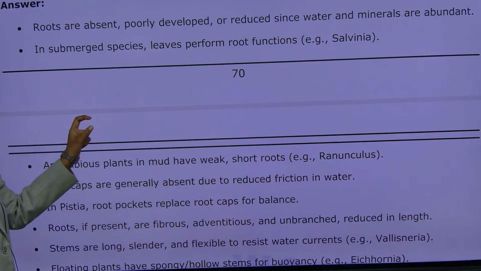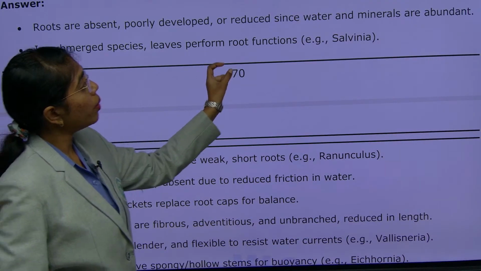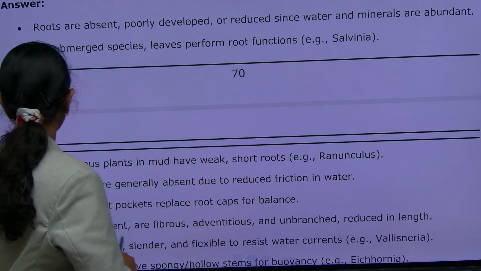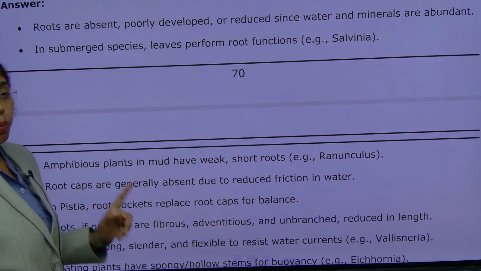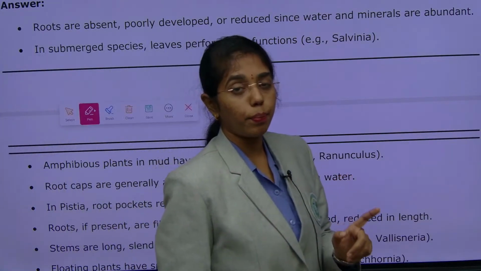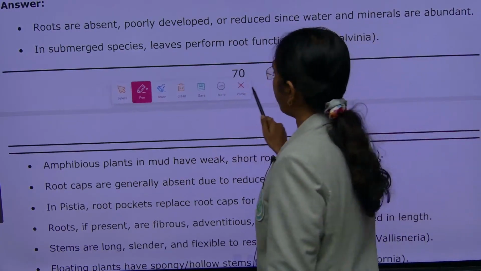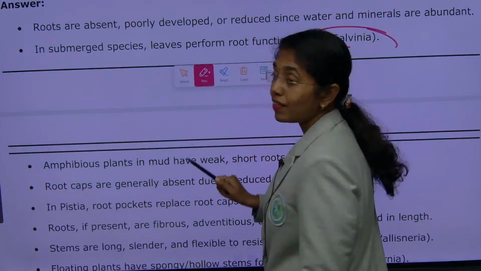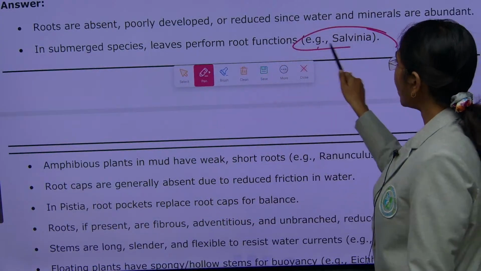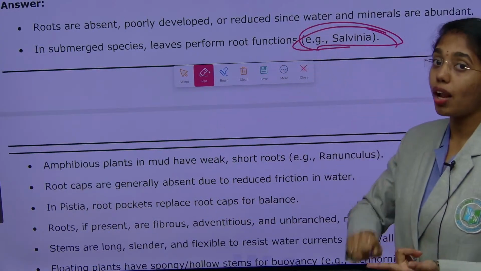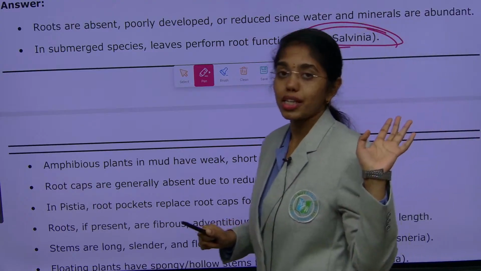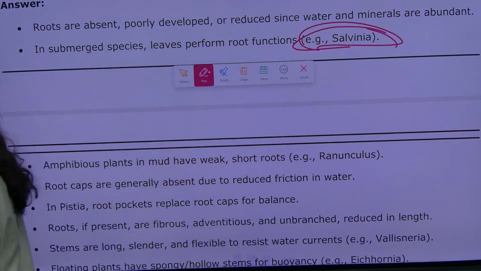In submerged species, leaves will perform root functions. The best example is Salvinia. Whenever possible, when you are describing a point, make it mandatory to give an example, because examples will always make your answer impressive. Remembering examples will always be an add-on for your MCET and NEET. That is how you have to prepare, beta.